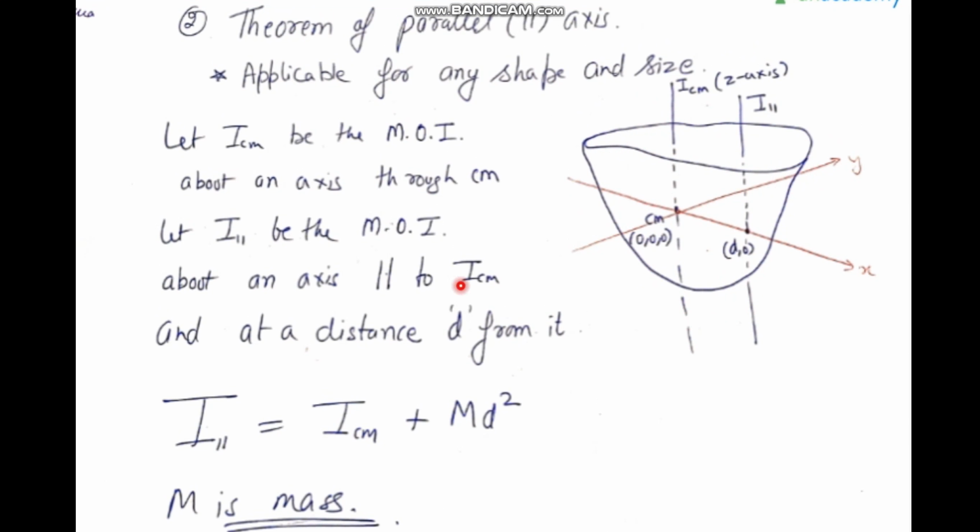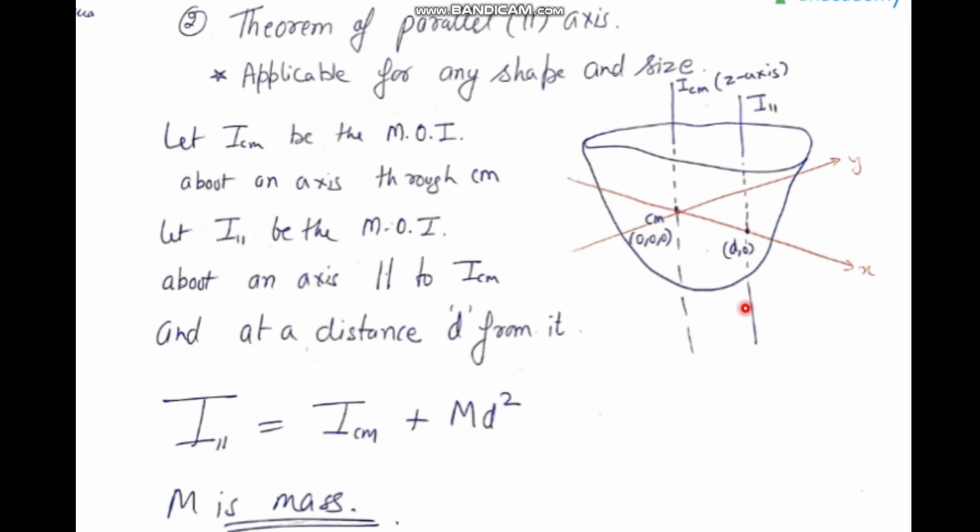So what is the theorem? Let ICM be the moment of inertia about an axis through the center of mass. Suppose this is the center of mass and this axis passes through it in any specific direction. Now suppose I have another axis which is parallel to the previous axis through the center of mass, and the perpendicular distance between them is d. Let I parallel be the moment of inertia about an axis parallel to ICM and at a distance d from it.